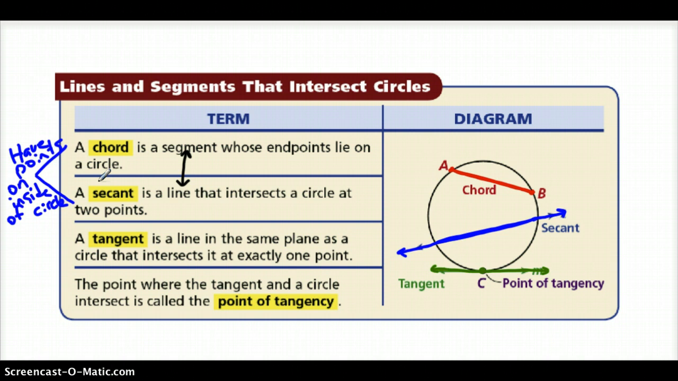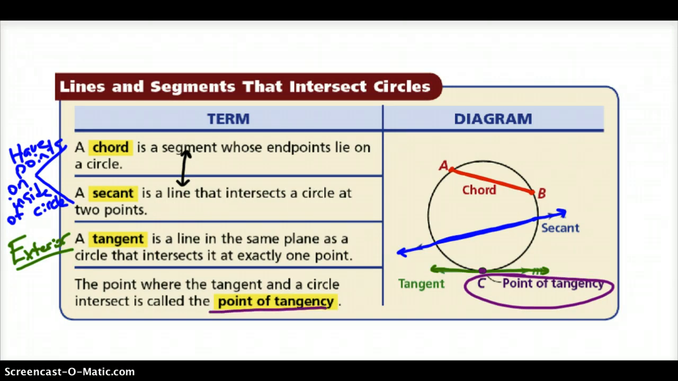We would say that tangents lie on the exterior. They don't have any points that are on the interior of the circle. So we have to understand that again. Tangents are on the outside of a circle, and it's only going to intersect the circle at 1 point. That point that it intersects is called the point of tangency. You can see that point C here is the point of tangency.